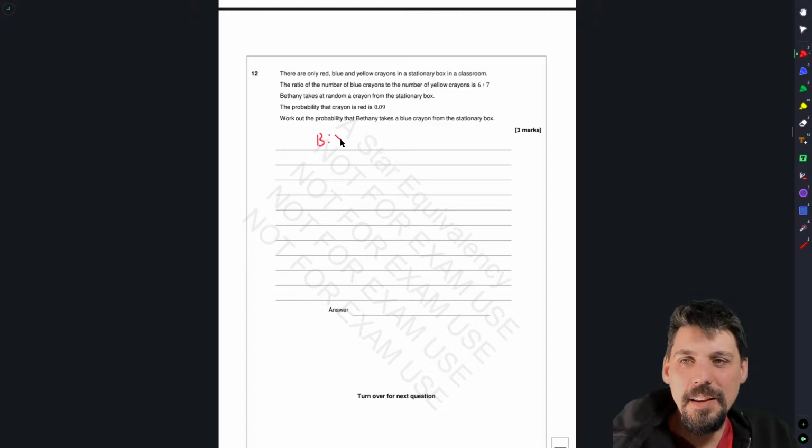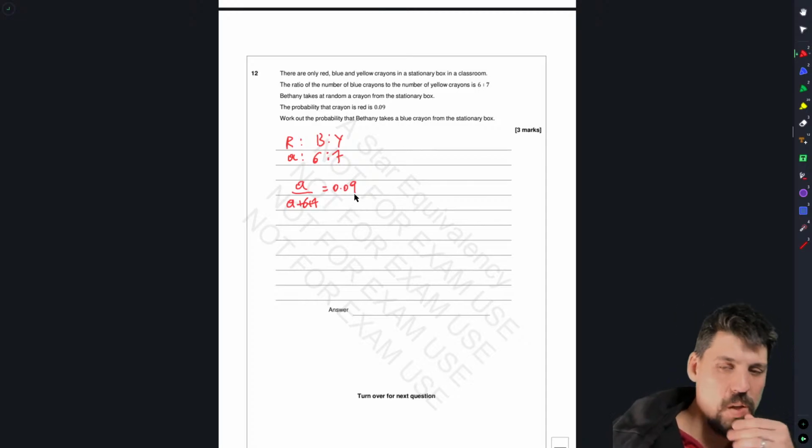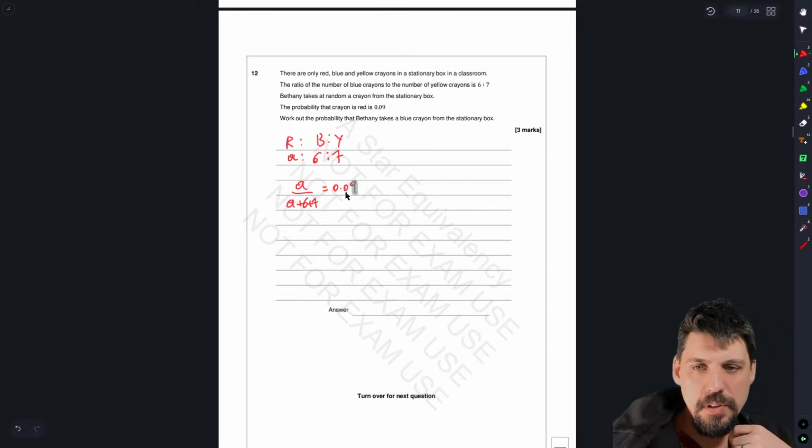Right, so blue to yellow is 6 to 7. Takes a random crayon from the stationery box. The probability that the crayon is red is 0.09. Okay. Let's just say that's A. So what we're saying is A out of A plus 6 plus 7 is 0.09. Rather, let's write that 9 out of 100. So what do we get?